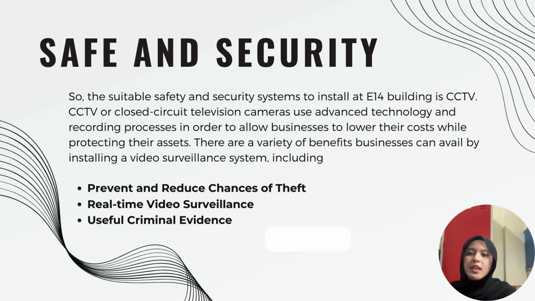Safe and security. So, the suitable safety and security system to install at E14 building is CCTV. CCTV or closed-circuit television camera use advanced technology and recording processes in order to allow business to lower their costs while protecting their asset. There are a variety of benefits business can avail by installing a video surveillance system, including prevent and reduce chances of theft, real-time video surveillance, useful criminal evidence.